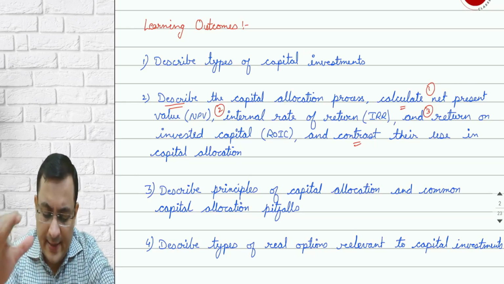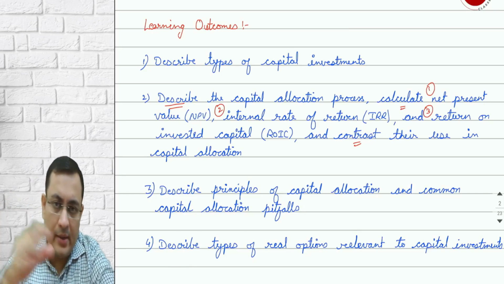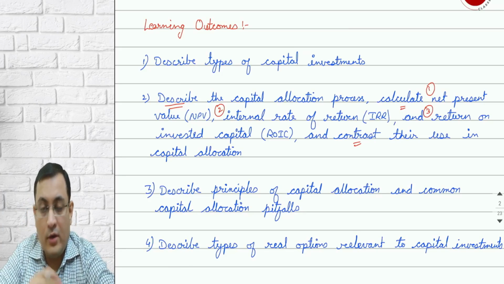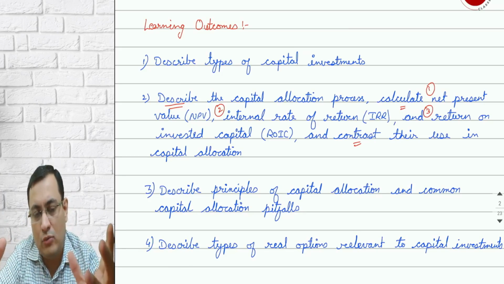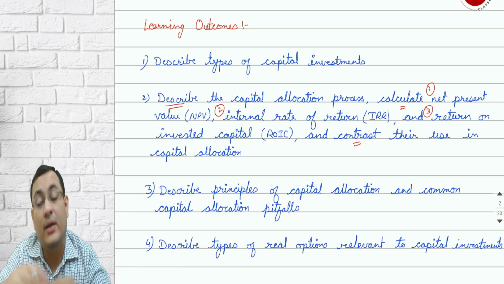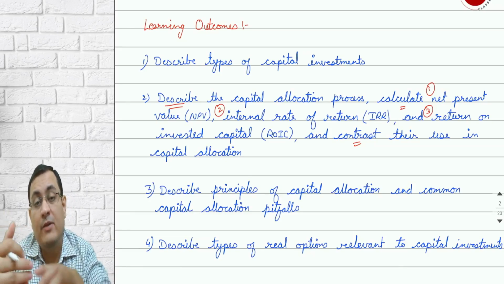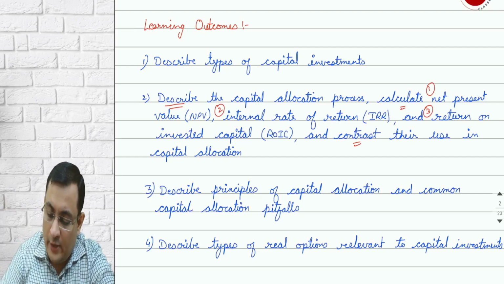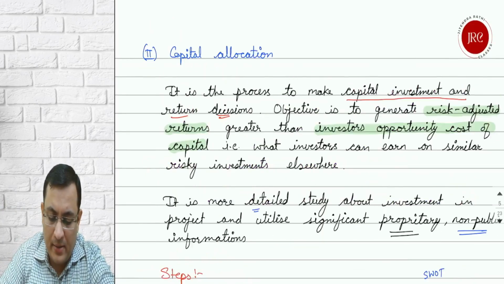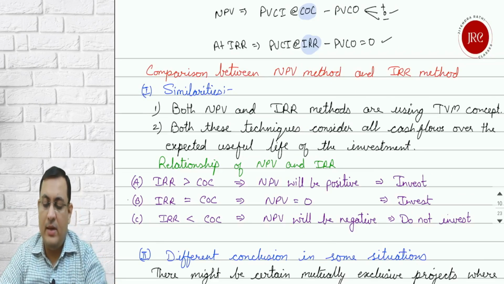Then contrast their use in capital allocation. That is what I am going to take today in very detail. Contrast means you have to compare. When we are comparing, we have to understand what are the similarities and what are the differences. And then we will finally decide which method is preferable under what circumstance. So let's start with today's topic: relationship, comparison between NPV and IRR.